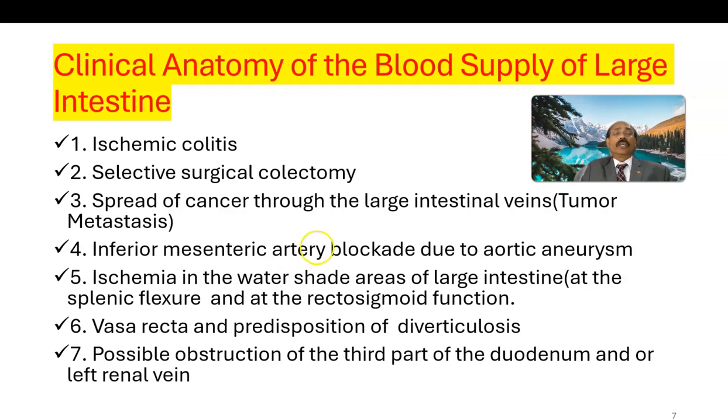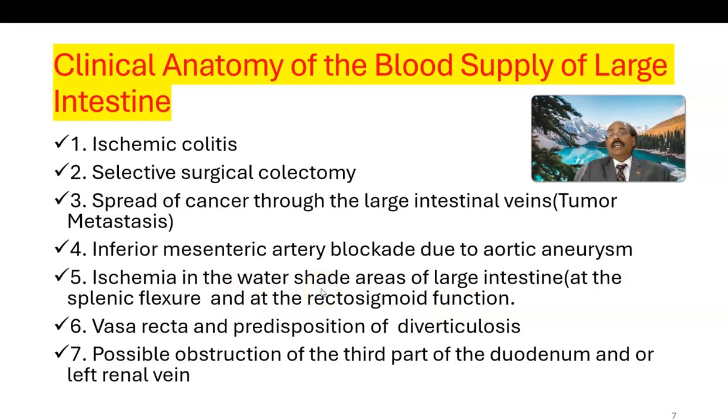So in that condition, the hindgut structures like the descending colon, sigmoid colon, and rectum may be devoid of blood flow. They go through ischemic changes. Ischemia in the watershed area, where one artery and another artery begin, like at the splenic flexure and also the rectosigmoid junction. These are called watershed areas.